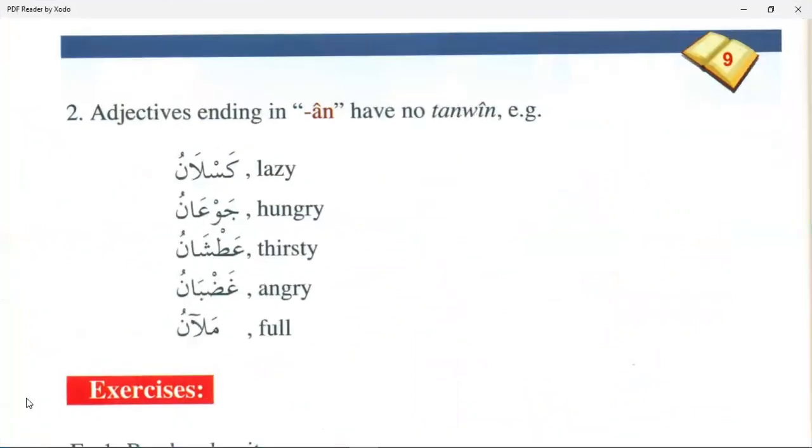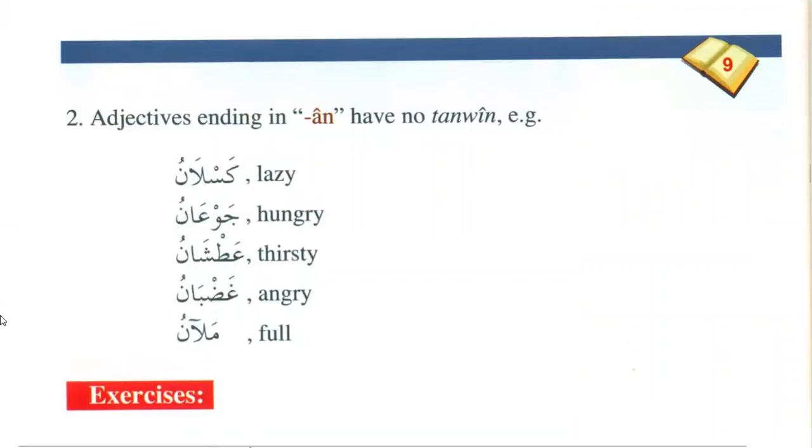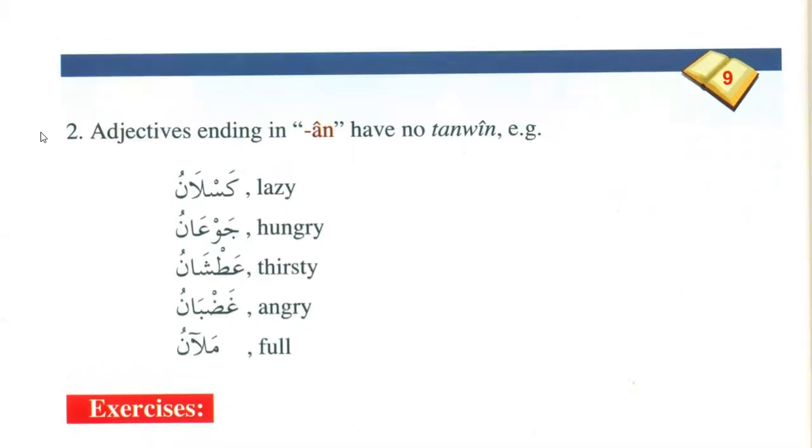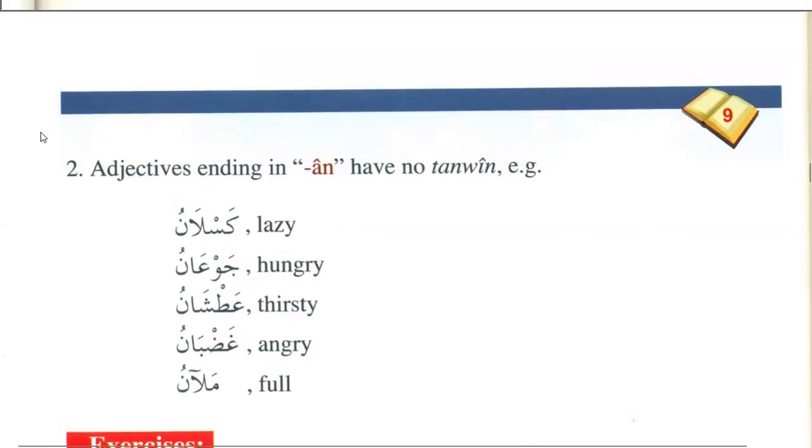Who wants to read point number 2 of grammar? Ms. Rahma. Read. Kaslan, lazy. Adjectives ending in alif noon have no tanween. Okay, remember this point. Alif noon, or you can say alif mamdoodah noon. Kaslan, lazy. Ju'an, atshan, ghadban, malan.